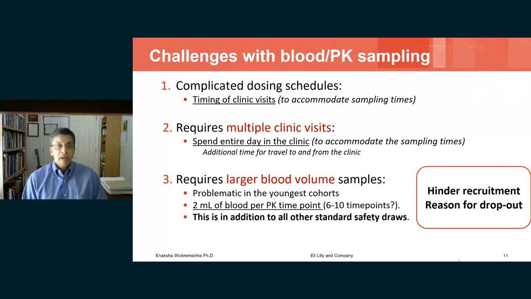So I mentioned blood volumes, right? So what are the challenges with collecting blood volumes? Since we're kind of gearing towards that discussion. Complicated dosing schedules, right? Timing of clinical visits, multiple clinical visits that you need to be at the clinic at a particular day at a particular time in order to ensure that your dosing is done right, and also collecting your blood samples, right? All the other trial related procedures.